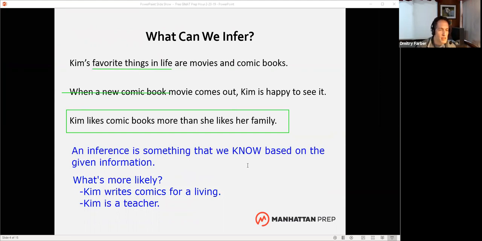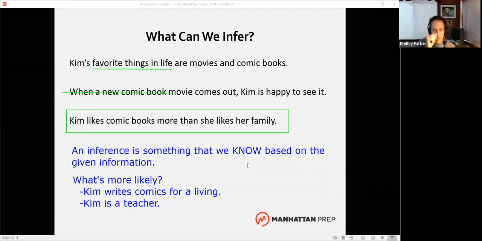First one makes more sense, right? But we don't really know. Honestly, what are there more of? Teachers or comic book writers? In real life, we know that we wouldn't know this on the GMAT, but in real life, there's more teachers. There's tons of teachers. There's millions of teachers. There's not that many people who write comic books, especially for a living, right? Getting paid for it, right? So she's probably a teacher, right? That's just, I'm playing the odds.